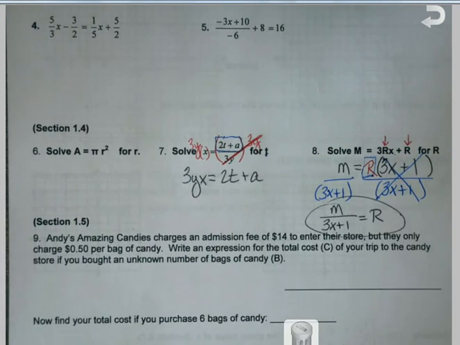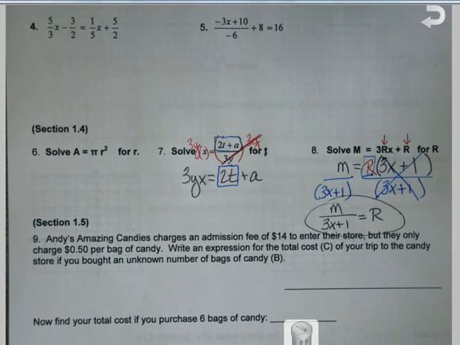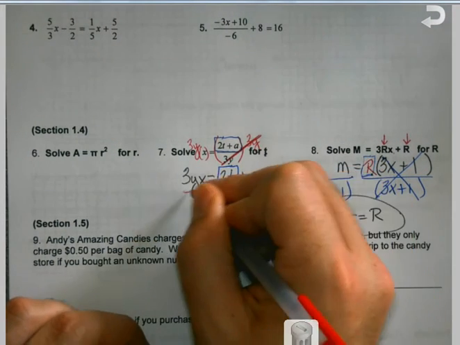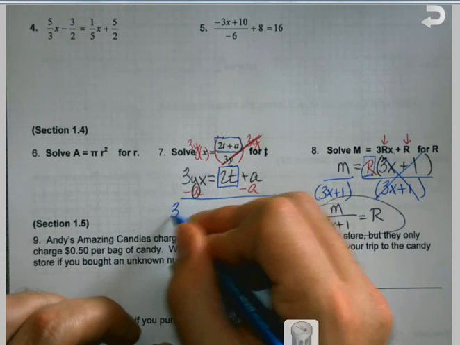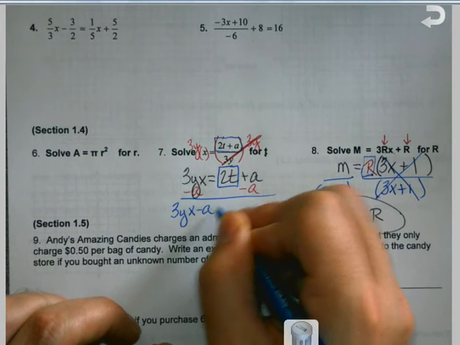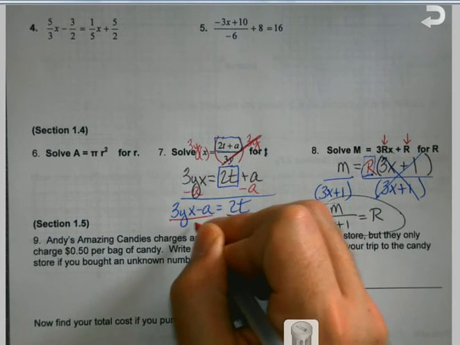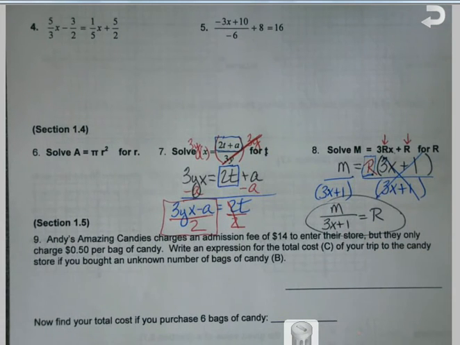Because once you get here, it shouldn't be too bad, because now it becomes, okay, I want to work on getting this 2t by itself. Well, I'm adding a to it. Okay, I've got to get that out of there. And again, don't lose pieces. 3yx minus a equals 2t. And since I'm trying to solve for t at this point, I'm just going to divide by 2, and all this stuff ends up being my t.